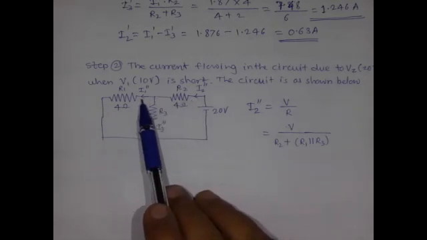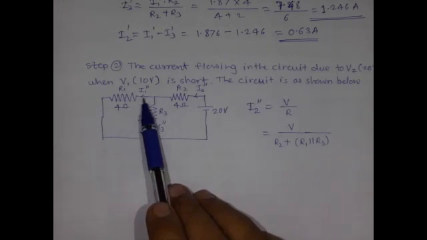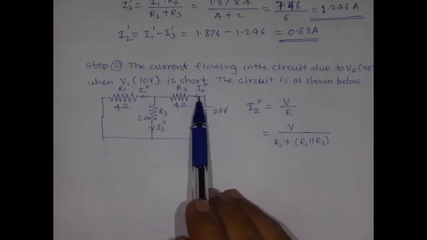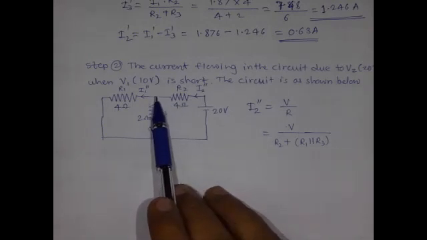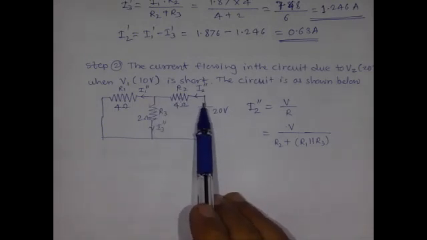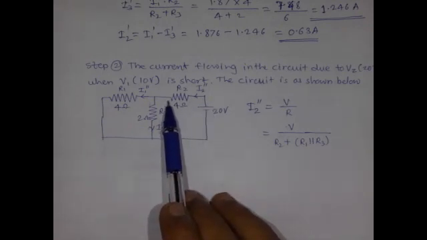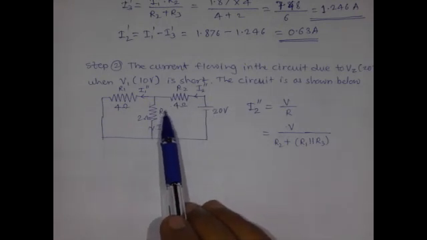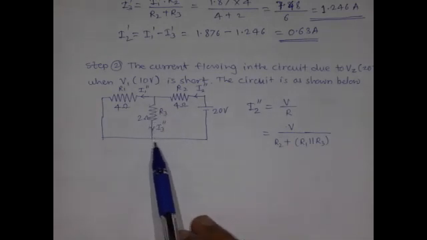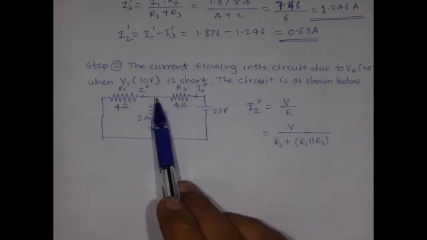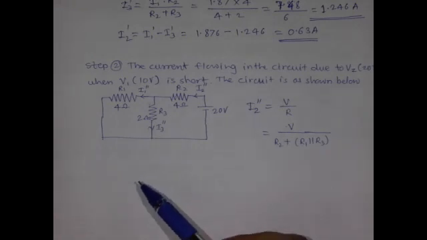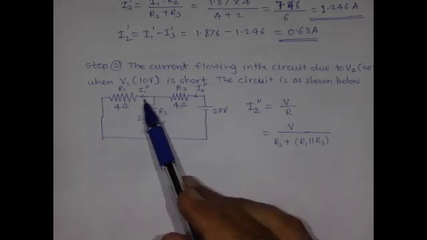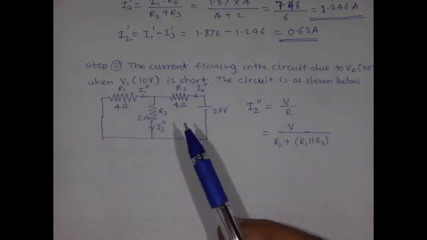Now the current directions flowing through R1, I1 dash and I1 double dash, are opposite to each other. For I2 dash and I2 double dash, these also flow in opposite directions: from left to right because of V1, and from right to left because of V2. But for R3 the current direction is the same, from top to bottom. Therefore, when we find the total summation, we must consider the directions of these currents.